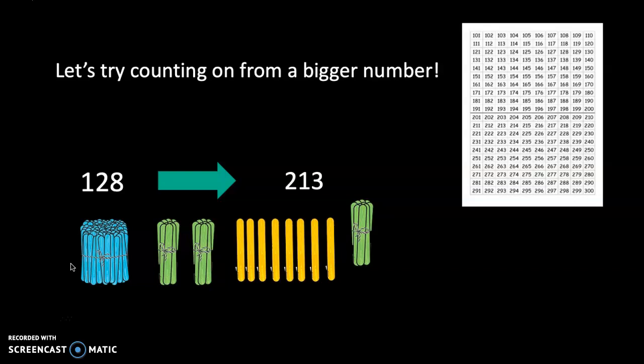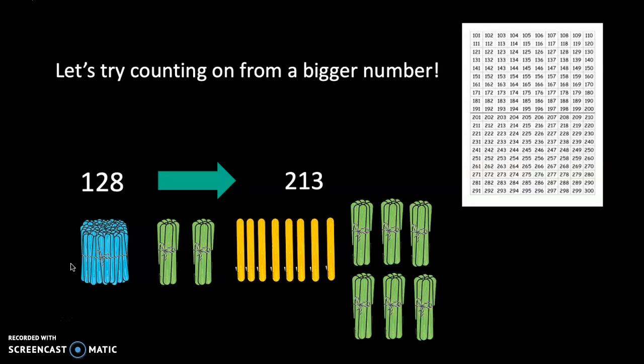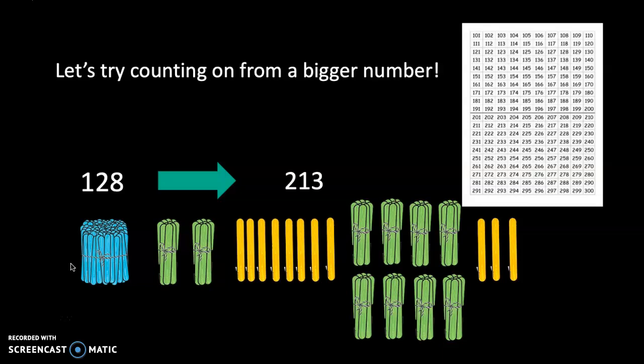So now I have 138, 148, 158, 168, 178, 188, 198, 208. If I add another 10, I'm going to get 218, and that's too big. So now I'm at 208. So now I have to add my ones. 208, 209, 210, 211, 212, 213. So now I have 213.